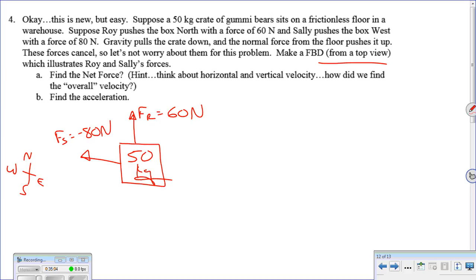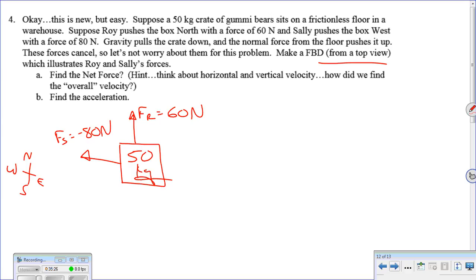So A says make a free body diagram. Or, well, it says make a free body diagram, so we did that. Then find the net force. So, first of all, is everybody okay with the drawing? All right. What's up? Because west is a negative direction. Because it's to the left. Everybody good? All right, so to find the net force, listen to this, please, you guys.